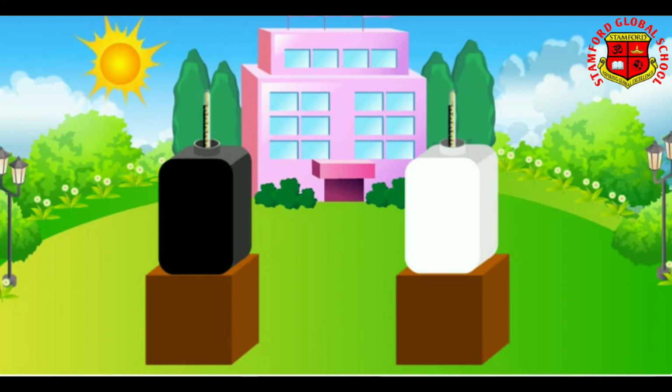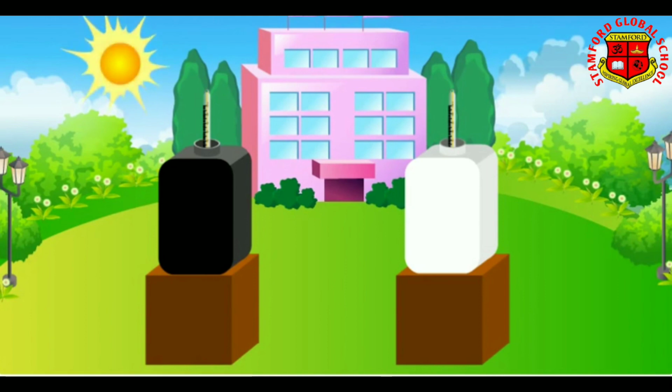Since the temperature of water in the black tin can is higher, it shows that the black-colored tin can absorbs more heat of the sun. And the lower temperature of water in the white tin can shows that the white-colored tin can absorbs less heat from the sun. From this activity, we conclude that a black object absorbs more heat radiations than a white object.